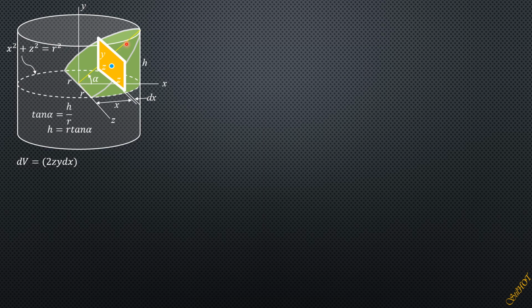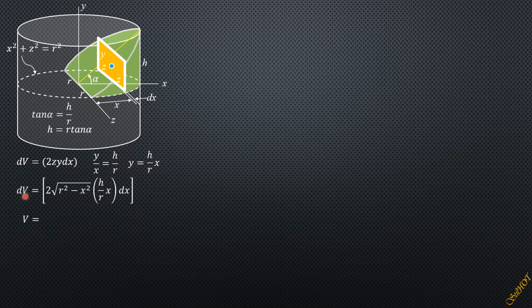While in this triangle, by similar triangles, take note that the height of the slab is y and this distance is x. So we have similar triangles here. y as to x equals h as to r. So that means y is h over r times x. So substitute here, differential volume is 2, z is the square root of r squared minus x squared, y is h over r times x, then copy differential x.